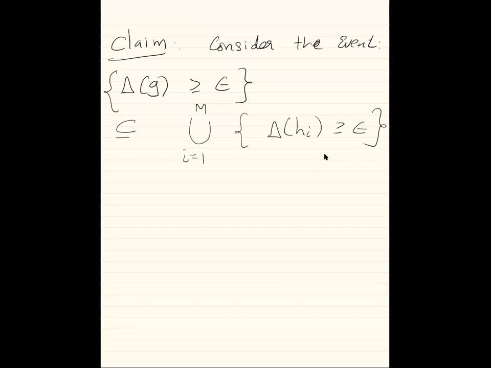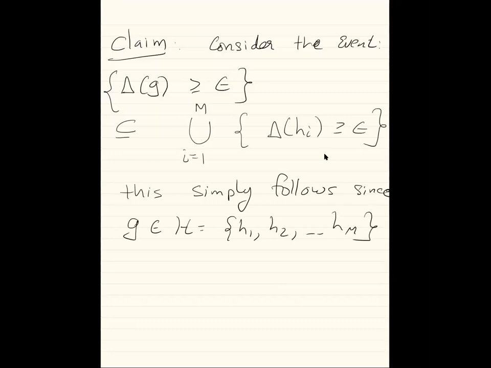If all the hypotheses are good hypotheses, so that the training set is good for all the hypotheses, so delta of Hi is less than epsilon, there is no way that this left-hand side error will happen, that delta of G will be greater than epsilon. So this is a clear fact, and this simply follows since G is an element of H, which has H1, H2 up to HM. Okay? So G is either H1 or it is H2 or up to HM. It cannot take any other values. As a result of that, if for each i, delta of Hi is less than epsilon, then delta of G by definition will be less than epsilon.